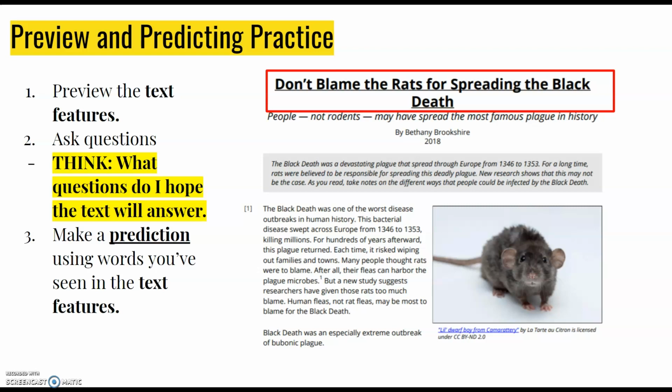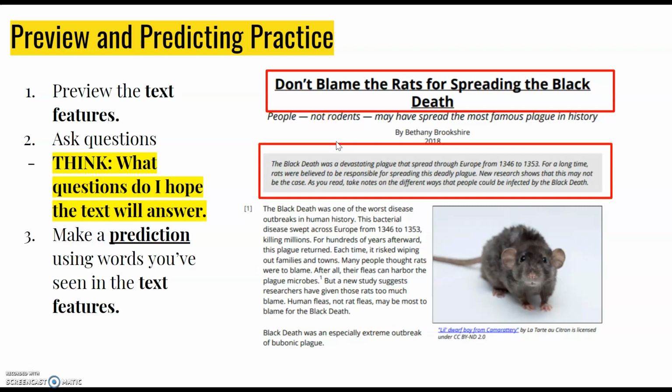I am going to preview this text, and I want you to watch me and hear my thinking while I'm previewing. The first thing that I'm going to look at is the title. Here the title is, Don't Blame the Rats for Spreading the Black Death. Well, I'm wondering, why don't we want to blame rats? I thought rats spread the Black Death, but apparently the author wants me to know that they didn't. And then it says down here, people, not rodents, may have spread the most famous plague in history. Well, I want to know, how did people spread the plague?